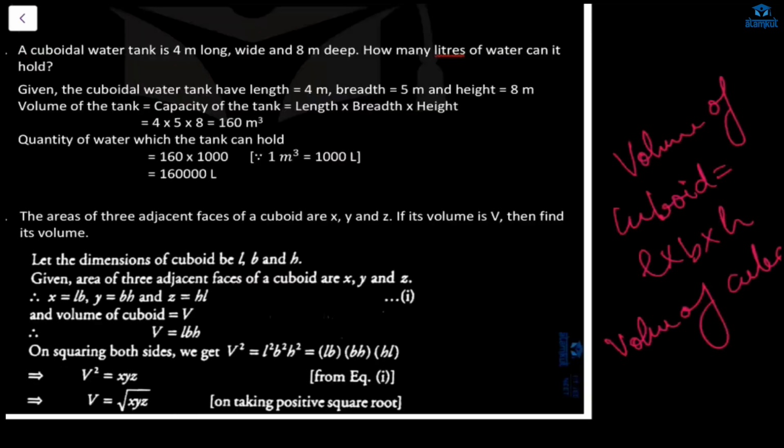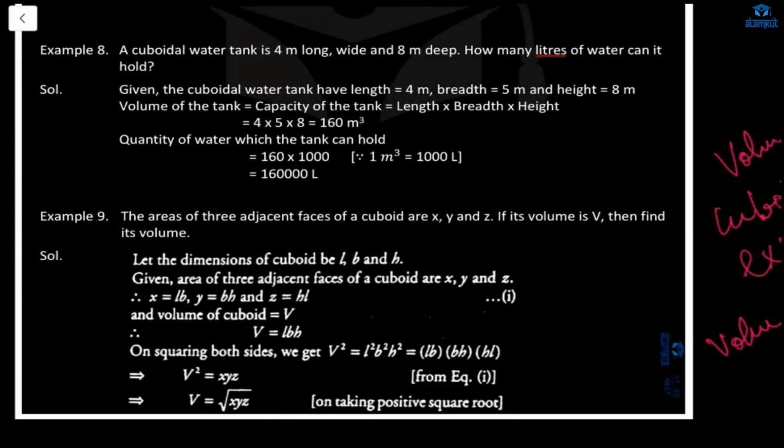Now the questions are here. Cuboidal water tank is 4 meter long, 5 meter wide, and 8 meter deep. How many liters of water can it hold? Simply you need to find out the volume. How much water it can hold means कितना पानी वो contain कर सकता है अपने. Volume, that means length into breadth into height. You just need to put the values and find out the answer.